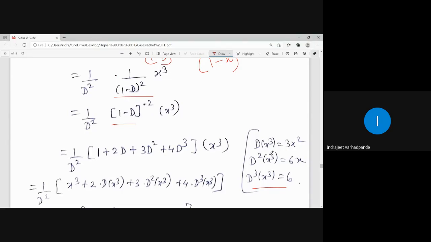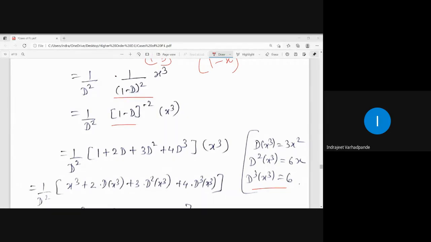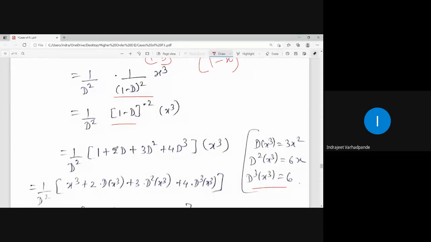Is it clear? Yes, sir. I hope the example we have done prior to this serves as the platform to understand the new example. Is it okay? Yes, sir.